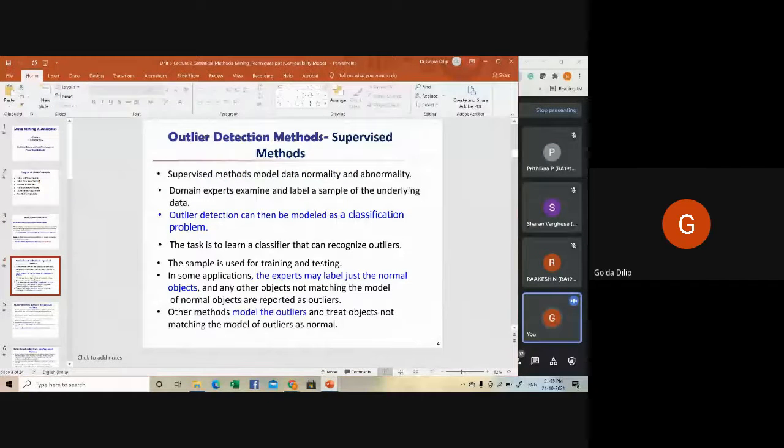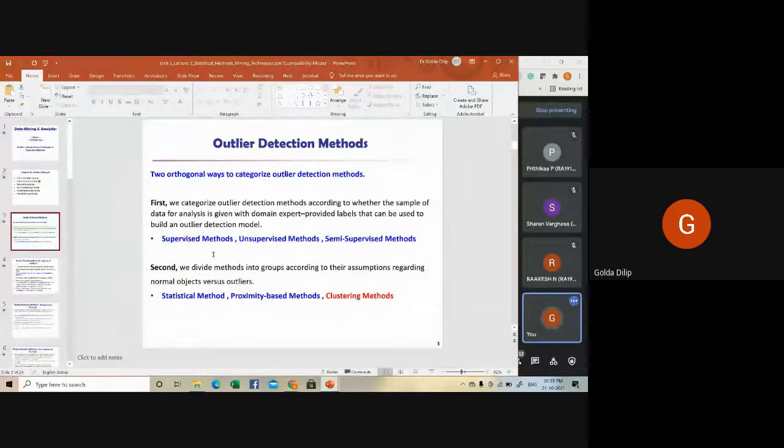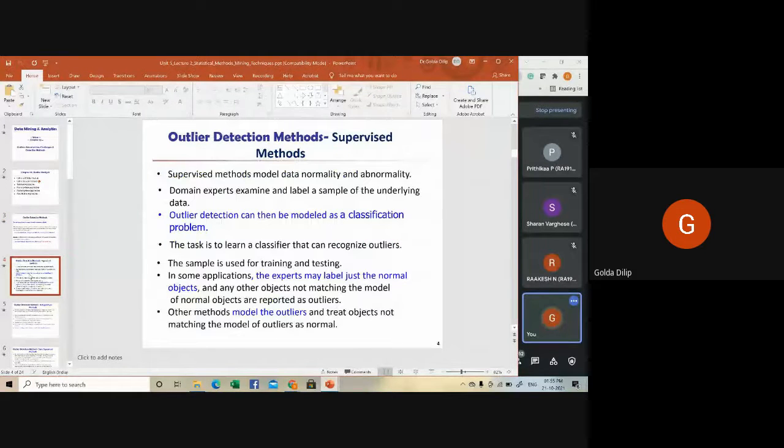Okay, so we'll start with the first category, where we have the supervised, unsupervised, and semi-supervised methods. The names and the definitions are very familiar to you. Supervised methods, outlier detection, supervised method. You're well aware that supervised learning is a scenario in which the model is trained on labeled data, and the trained model will predict the future or unseen data. So that's what supervised learning is all about.